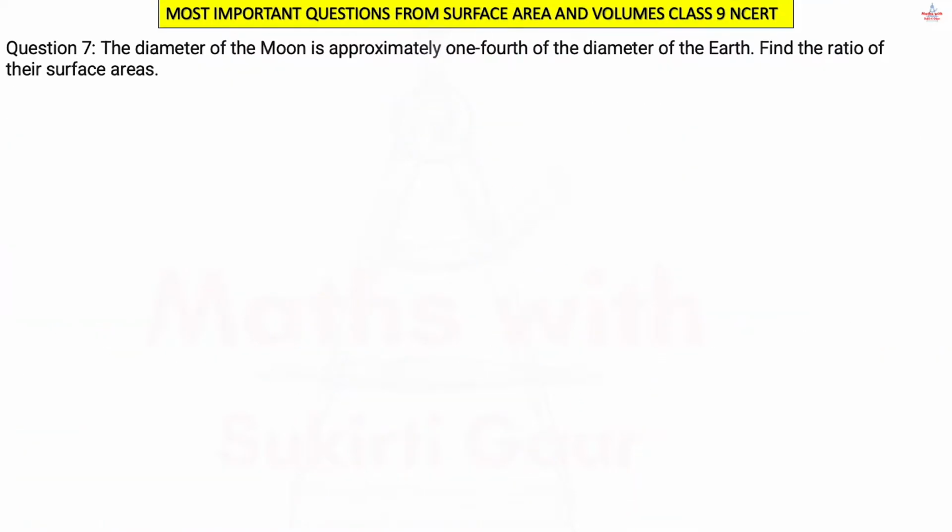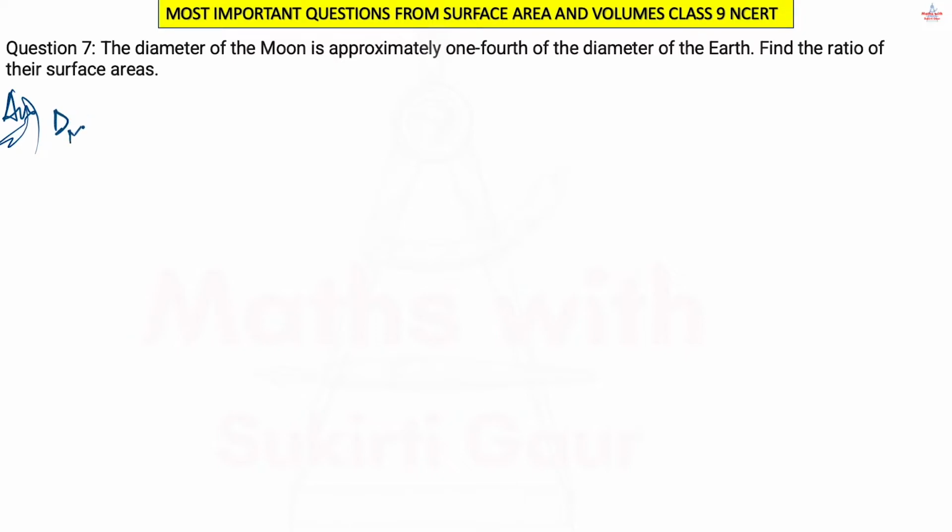Let us move on to the next question, question number 7. Let us read this. The diameter of the moon is approximately 1/4 of the diameter of the earth. Find the ratio of their surface areas. Now this question looks very small, but it can give you a problem if you do not do it properly, because most of the students will say, ma'am, nothing has been given, not even a single value of r. So what we are going to do in this, let us see.